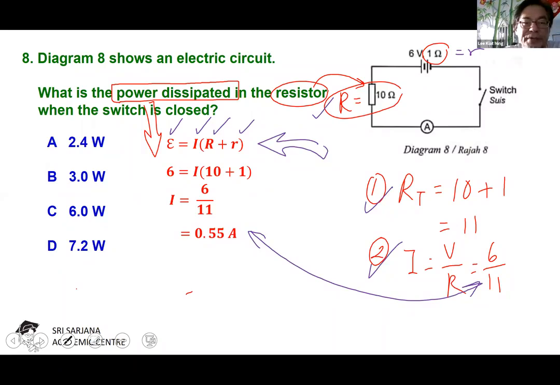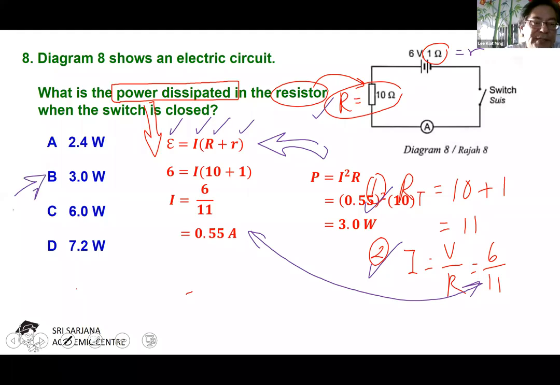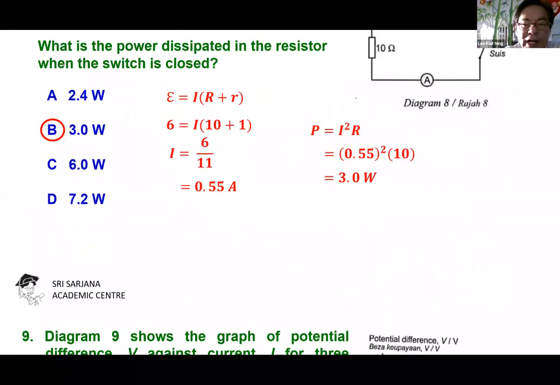But we don't stop there because they want power. So continuation, power equals I squared R, like what I showed you. So for the power, you put in 6 over 11 squared, 0.55 squared times 10, then you get your answer 2.9 something, very near to 3 watt. Therefore your answer is none other than that. You may press a calculator too. I cannot be wasting time. I need to rush to cover more.